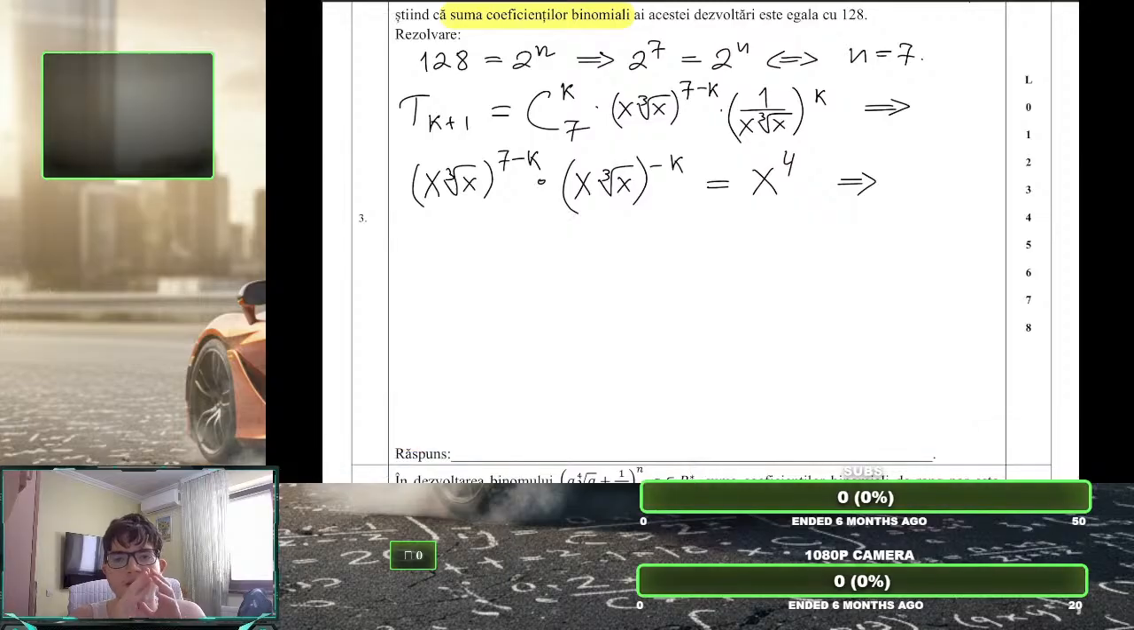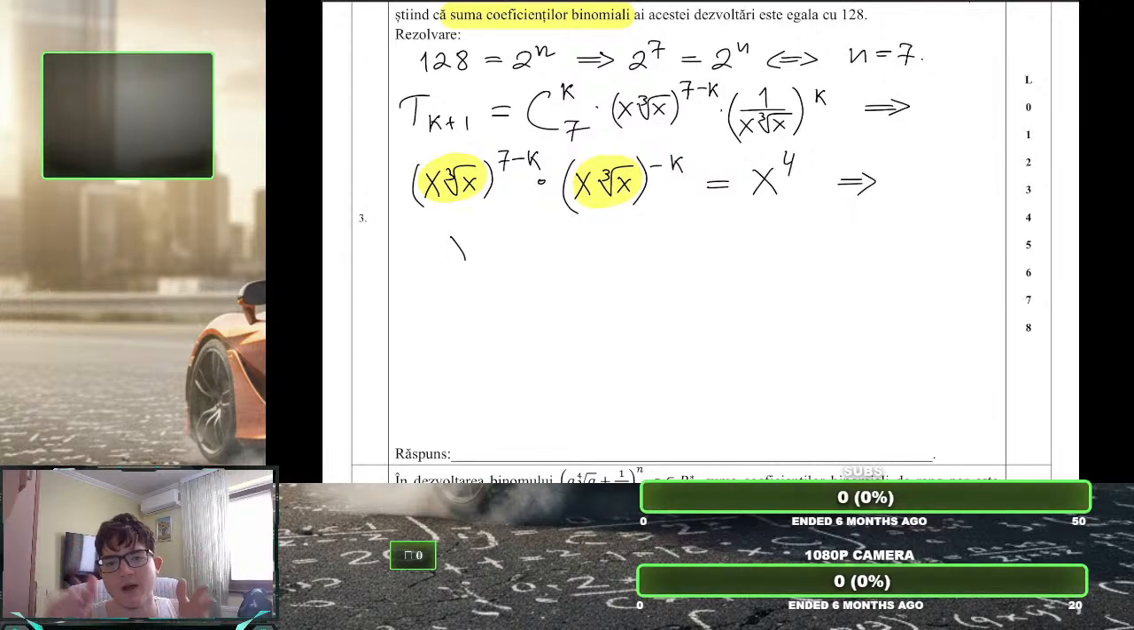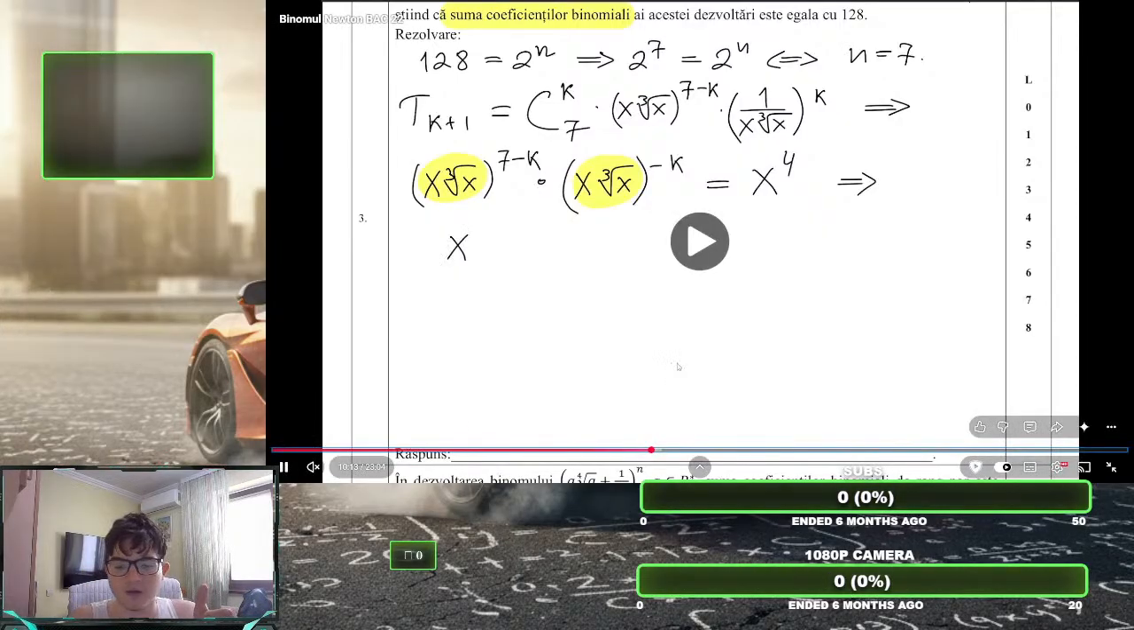But that doesn't make sense. k should be a natural number. So x to the power 4. Based on what? Oh, because it's not equal to 0. The x term is not equal to 0. It's equal with x to the power 4, right? So 7 minus k equal to 4, not 0. So now it should work.